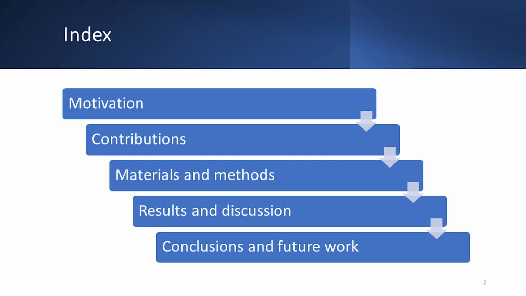First, we'll start with the motivation for this paper and the contributions of this work. Then, we'll go over the materials and methods where the main experiment is detailed. Next, a section with the results from the experiment and its interpretation. Finally, we'll talk about the conclusions from this work.